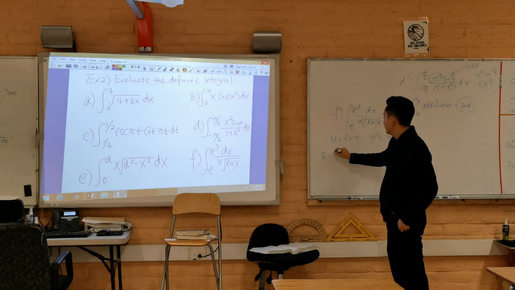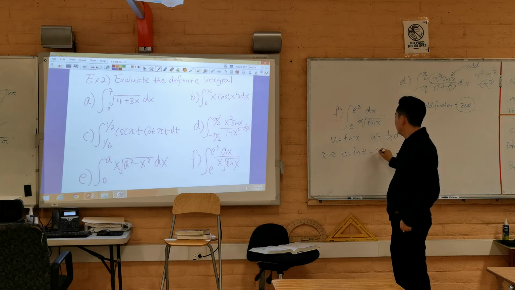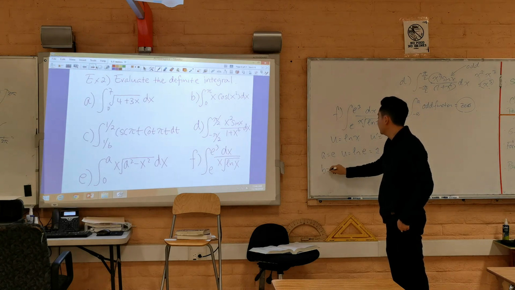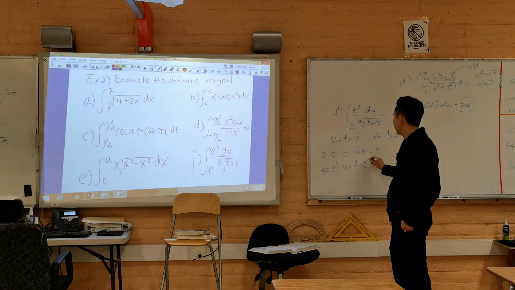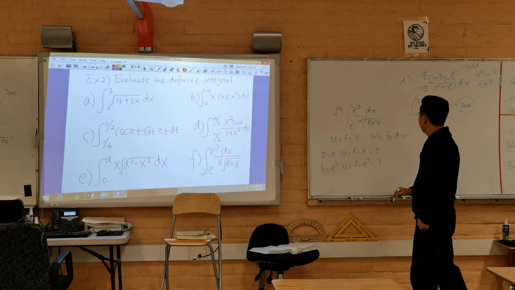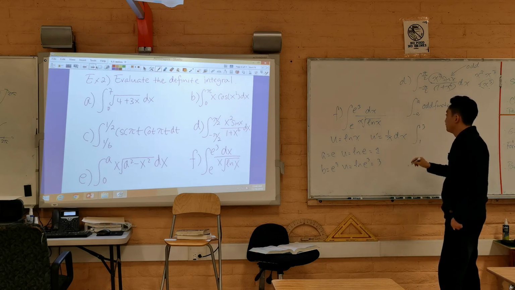So for a equals e, that means u equals natural log of e. So we got 1. And then for b equals e to the power 3, u equals natural log of e to the power 3. Then that'll be 3. So let's just reset the integral. So we got 1 to 3.